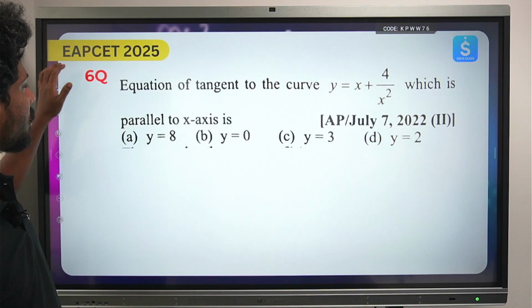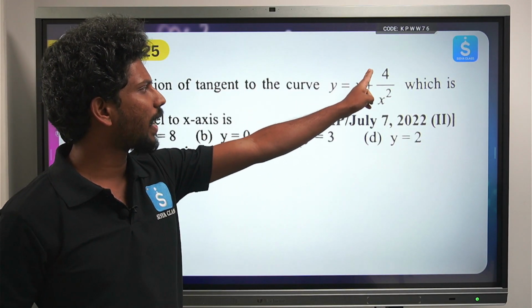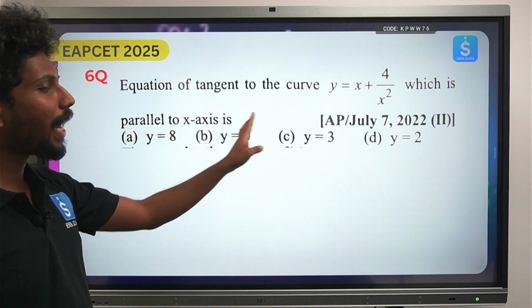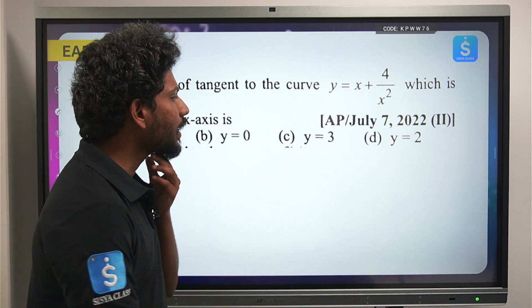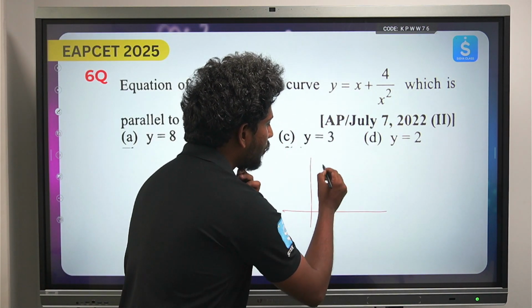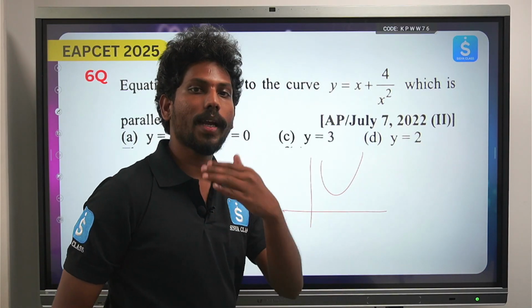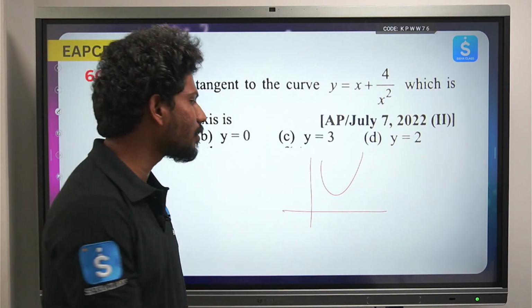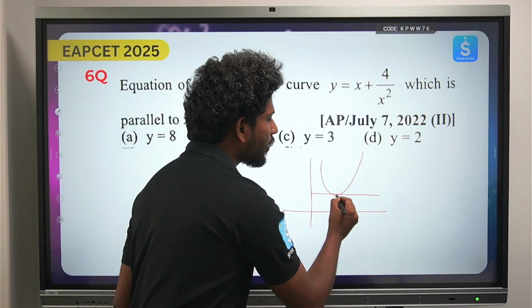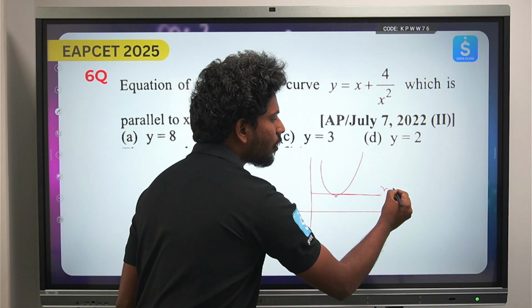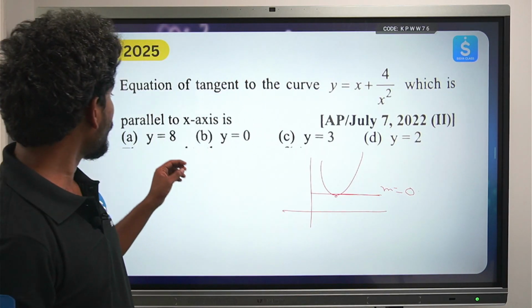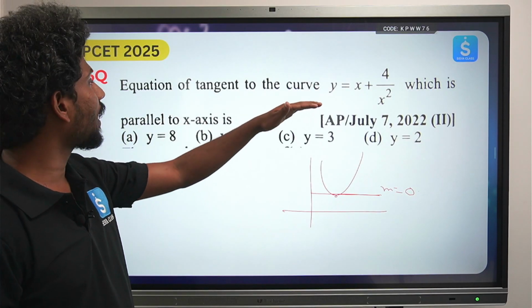Okay. So next question: equation of tangent to y is equal to x plus 4 by x square which is parallel to x axis. Now whenever he says a line is parallel to x axis, what does it mean? The slope is equal to 0, right? Whenever the line is parallel to x axis then the slope is equal to 0. But we need to identify what is the equation of that line, right?